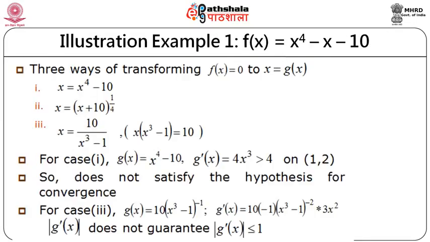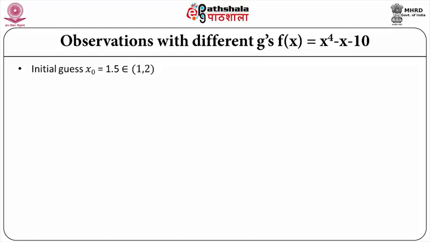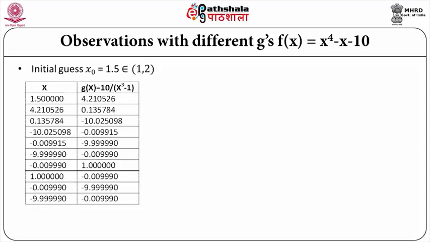So, let us first take these two cases and try to solve them. The root lies between 1 and 2, so we take our initial guess as the midpoint of the interval 1 to 2, that is 1.5. The first table is for g(x) equal to 10 upon x cube minus 1. At 1.5, g(x) becomes 10 upon 1.5 cube minus 1, which gives 4.210526. This becomes the input for the second iteration, then g(x) comes out to be 0.135784. That becomes the input for the third, and the value of g becomes minus 10.025098.